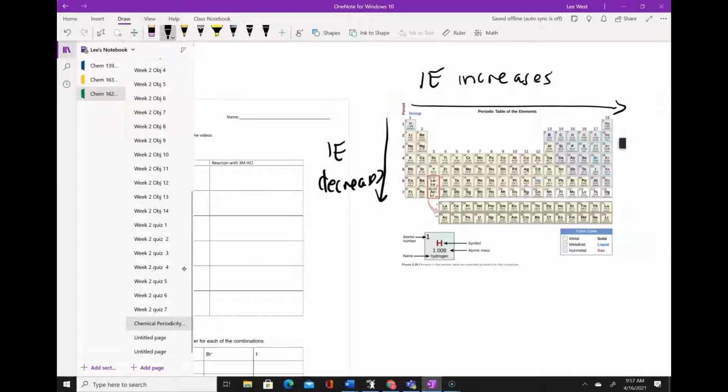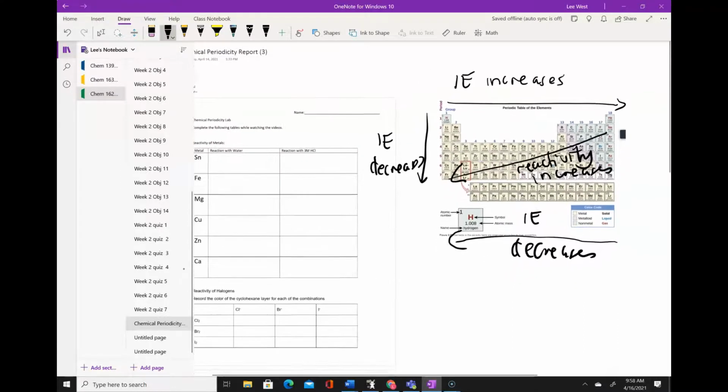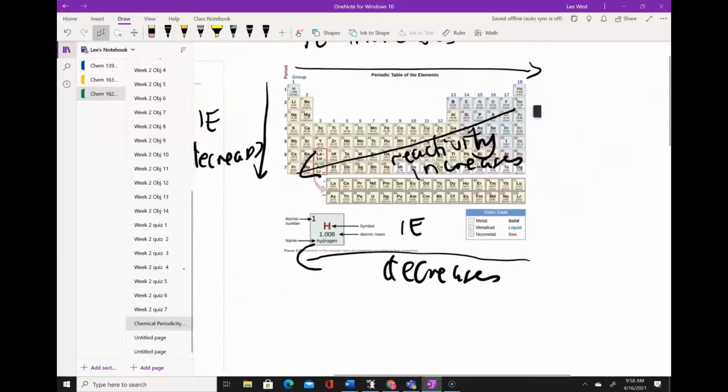So perhaps our expectation is going to be that as it gets easier to remove electrons as we move towards the bottom left of the periodic table, we might expect that reactivity of metals increases this way. Reactivity of metals increases as it becomes easier to remove electrons, which is what metals like to do. They like to lose electrons when they react.